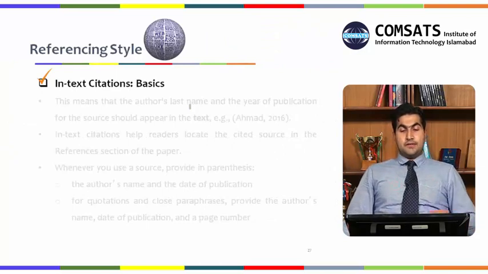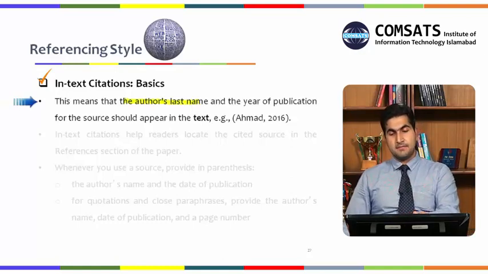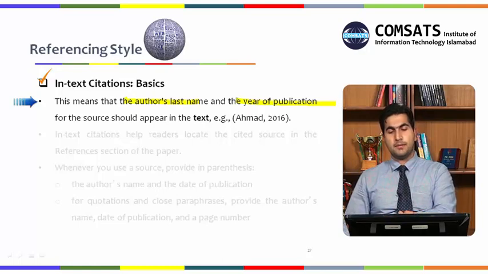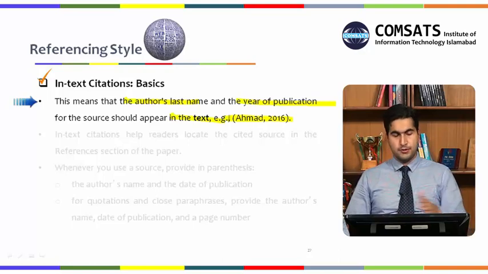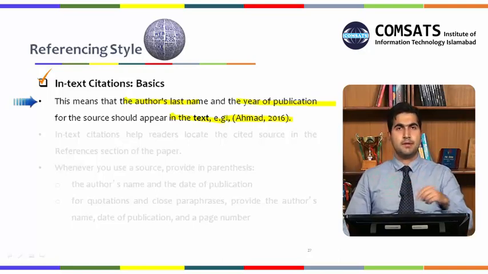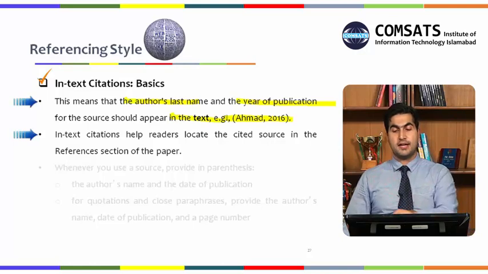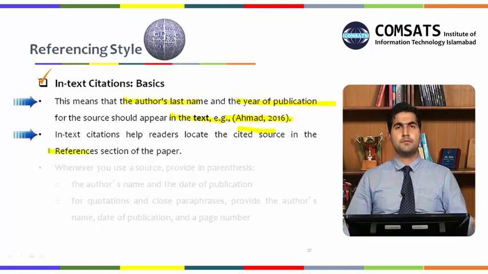Now, in-text citation basics, especially in case of your APA format. You provide the author's last name, its year of publication, and the source should appear in text as well. For example, this is the way that whenever you write something from a source, you write its last name and then year within parenthetical form. In-text citation basically is for helping readers locate the cited source in the reference section of the paper.